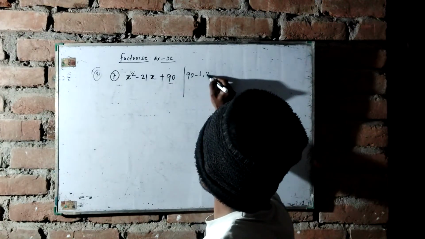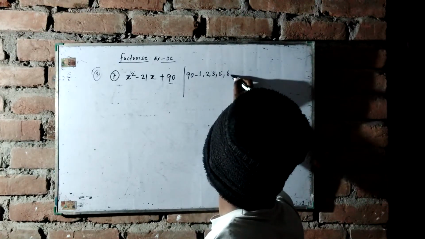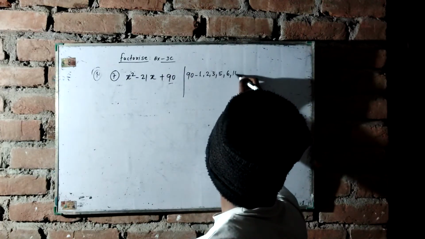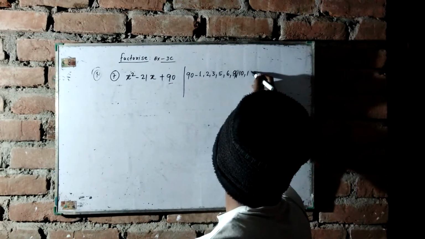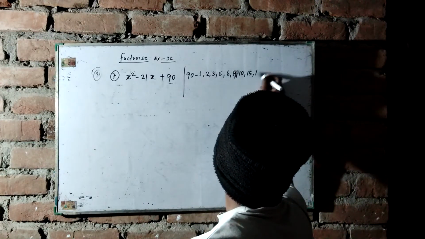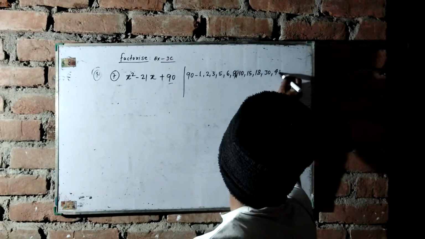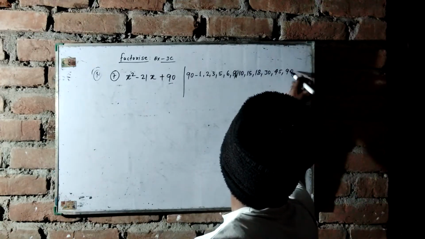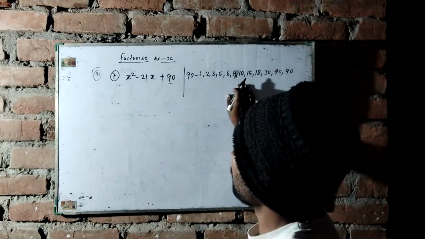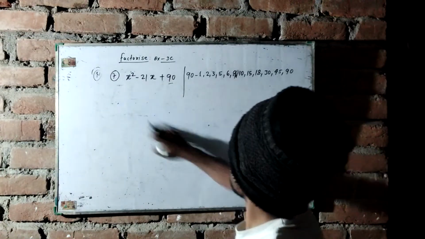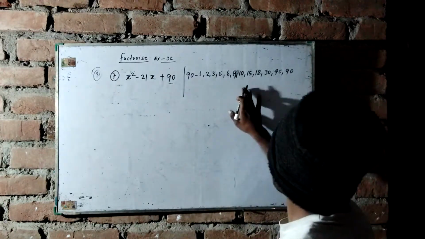1, 2, 3, 5, 6, 9, 10, 15, 18, 30, 45, and 90. Now we have to choose two numbers whose sum or difference will be minus 21 and their product will be 90. So choose two numbers.